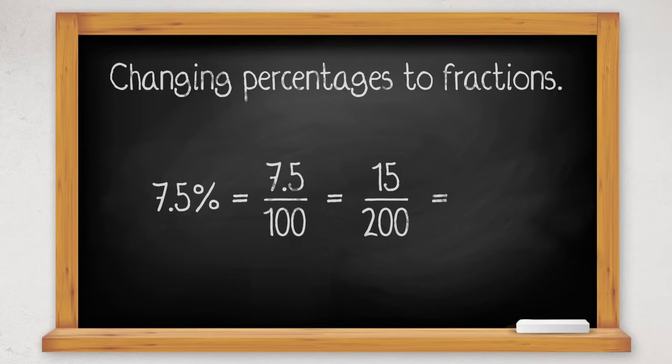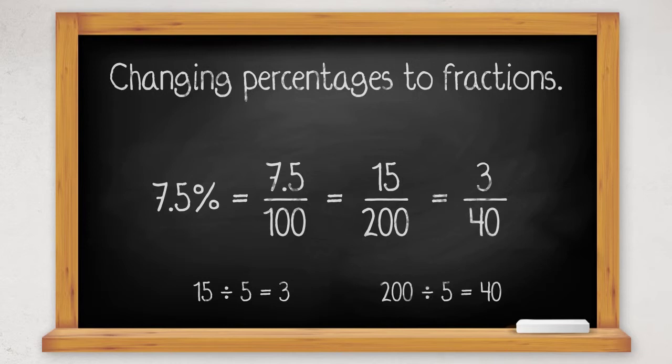I can now cancel down the fraction. Because both the numbers end in 5 or 0, they can both be divided by 5. 15 divided by 5 is 3, and 200 divided by 5 is 40. 3/40ths can't be cancelled down any further, so 7.5% as a fraction is 3/40ths.